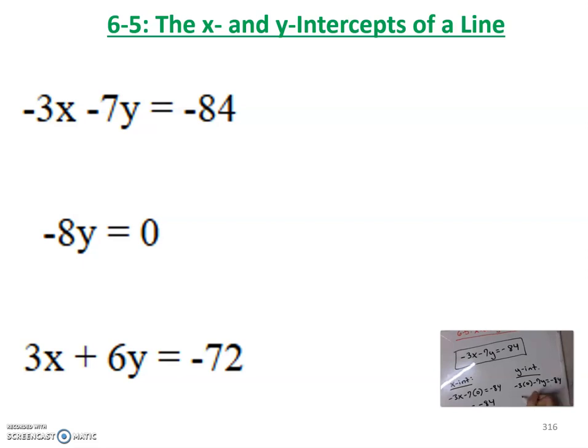Okay, so now I have 0 minus 7y equals negative 84. So I'm left with negative 7y equals negative 84. Now you're going to solve for y. Divide both sides by negative 7, and that gives you y equals 12.